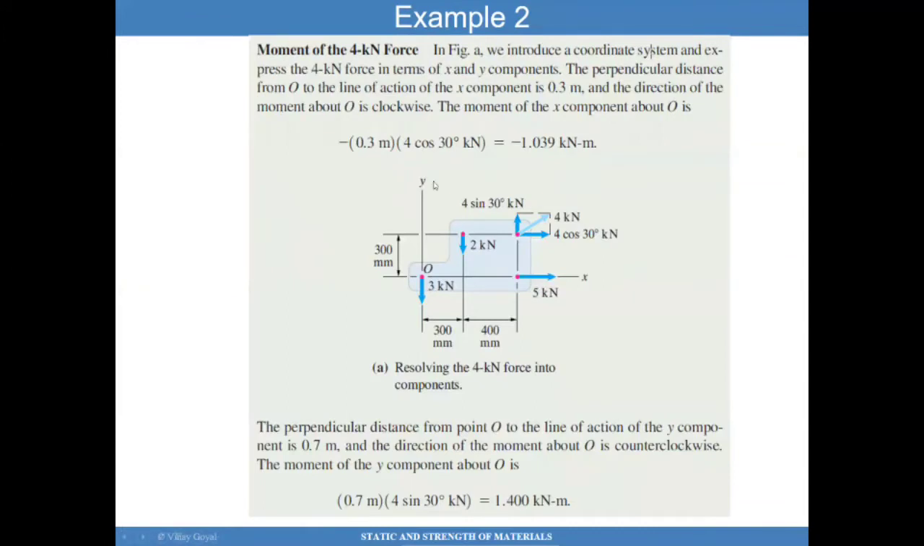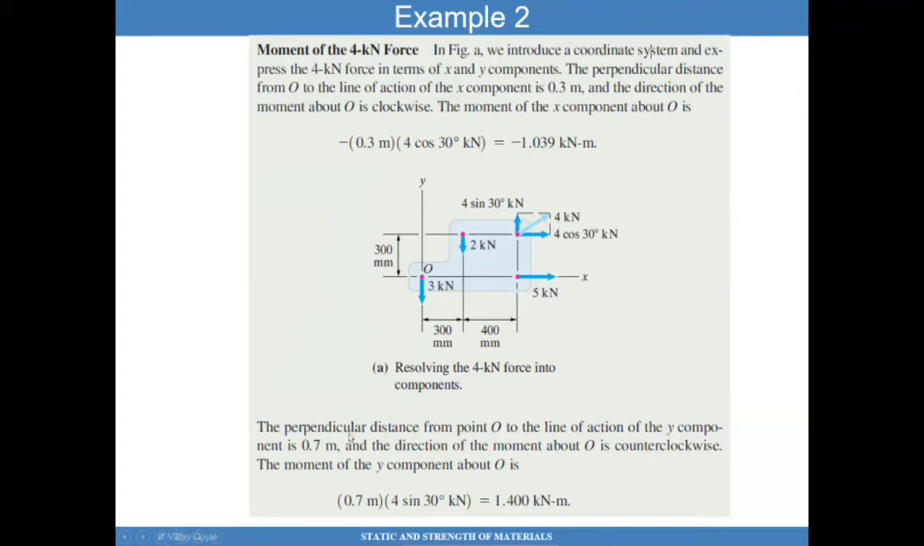Now I'm ready to decompose this force into two components, x-axis and y-axis. The x-axis gives me 4 cosine 30 degrees times the distance of 300 millimeters from point O, that perpendicular distance, gives me a quantity of minus 1.039 kilonewton times meter. And so that force is also in the clockwise direction and is negative. You can see that.